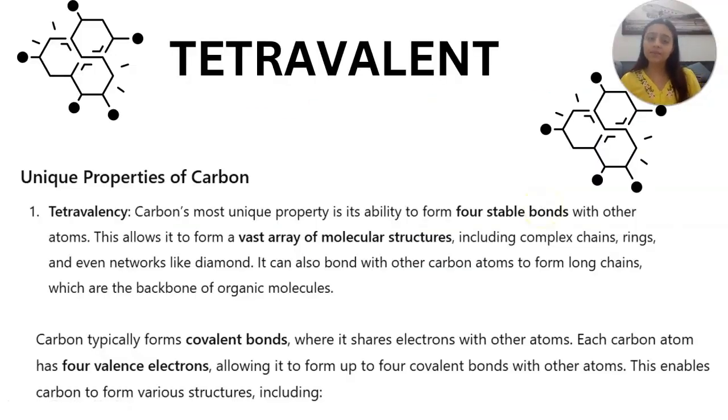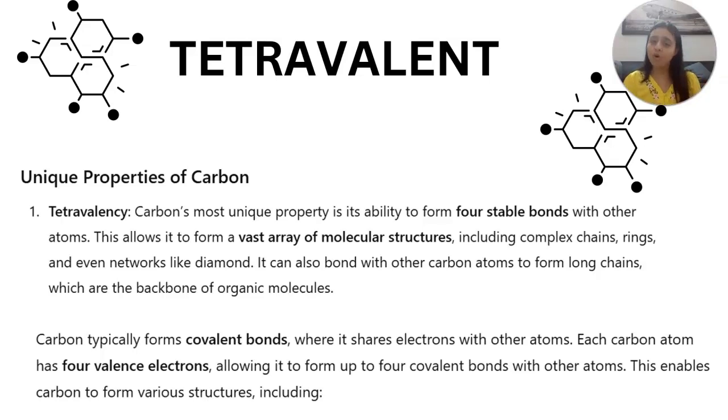This allows it to form a vast array of molecular structures, or you can say vast shapes of molecular structures, including complex chains, rings, and even networks like a diamond. It can also bond with other carbon atoms to form long chains, which are the backbone of organic molecules. So the first major property of carbon is that it is tetravalent.